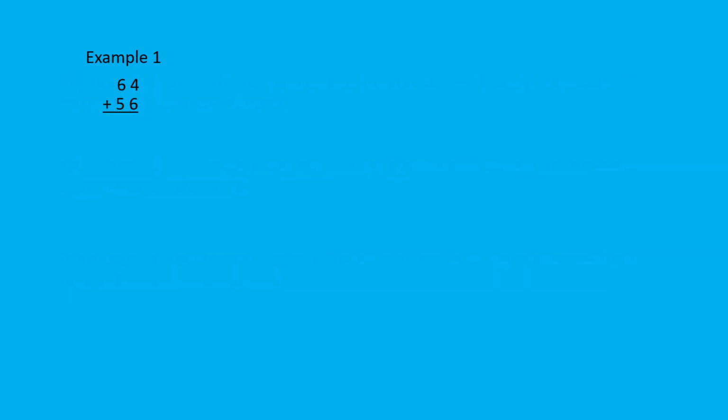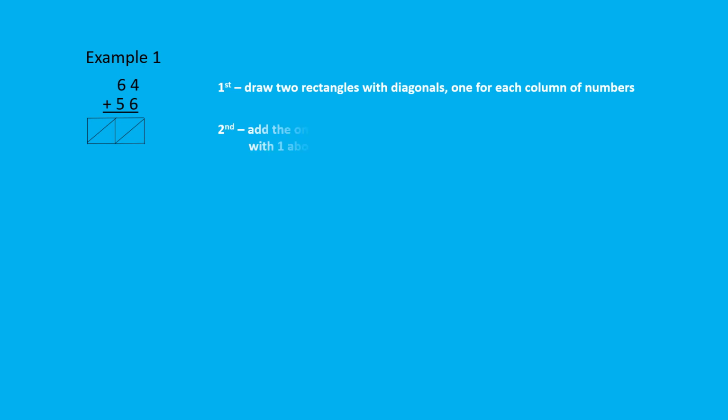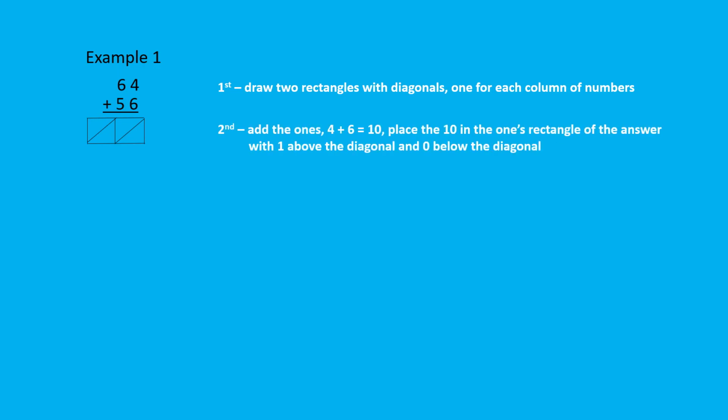Example 1. Let's take 64 plus 56. First, draw two rectangles with diagonals, one for each column of numbers. Second, add the ones. 4 plus 6 equals 10. Place the 10 in the ones rectangle of the answer with 1 above the diagonal and 0 below the diagonal.